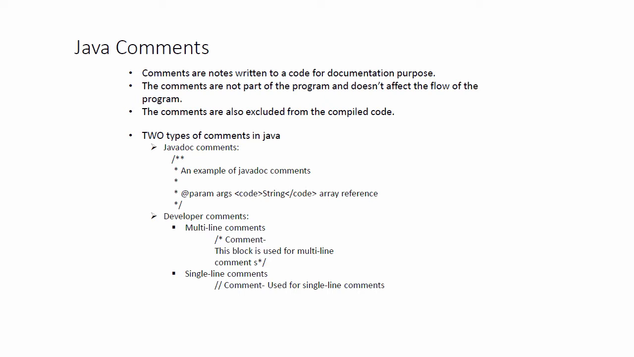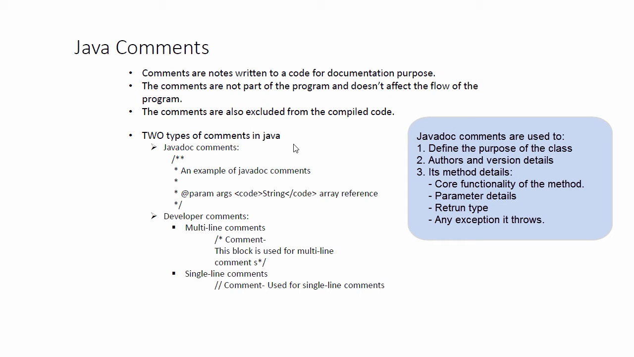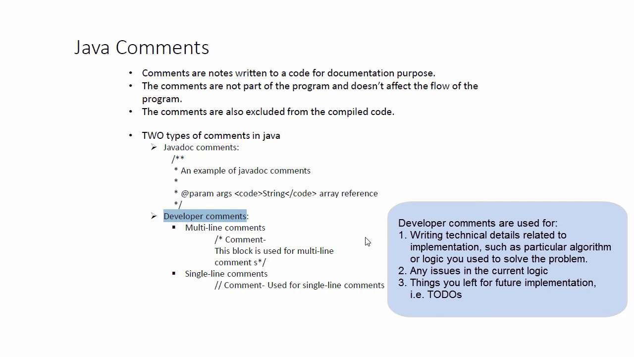As a good practice, you should add comments to all your code. There are two types of comments in Java. First one is Javadoc comments and second one is developer comments. Javadoc comments are used to define the purpose of the class, its authors, version details, as well as its method details such as core functionality of the method, parameter details, and exception it throws, etc. Whereas developer comments include technical details related to implementation such as particular algorithm or logic you use to solve the problem, anything not implemented properly, and things you left for future implementation, that is to-dos.